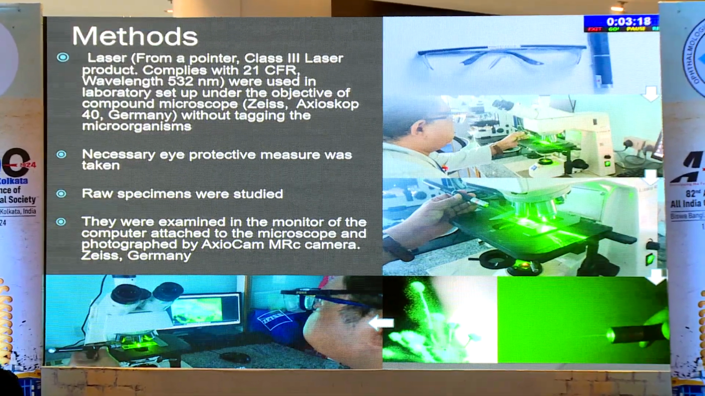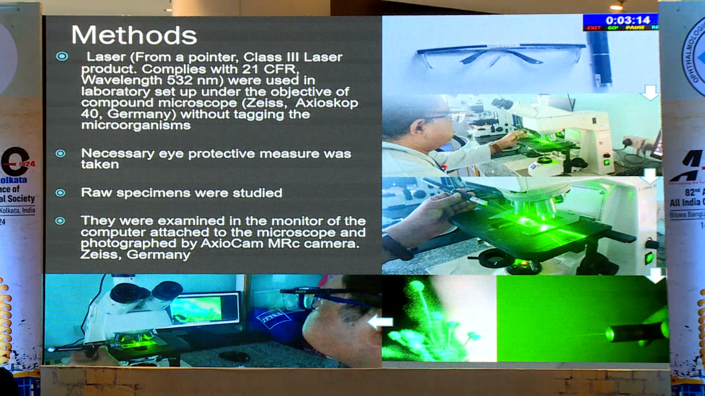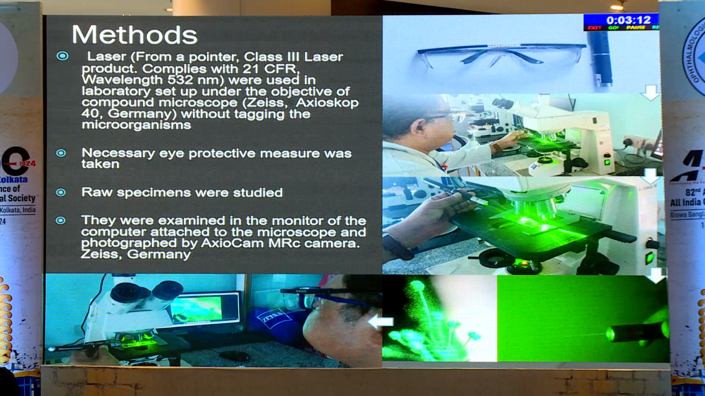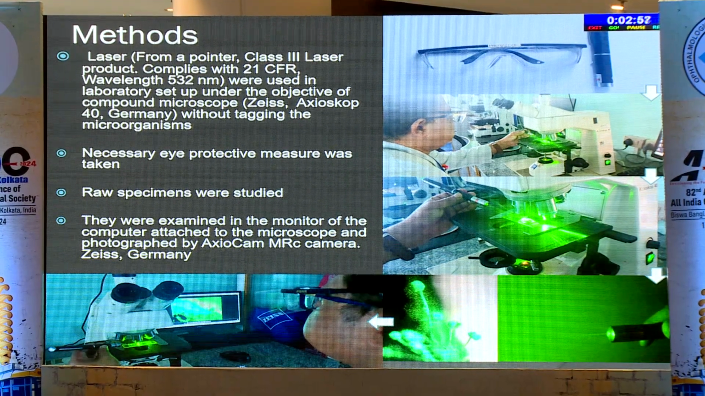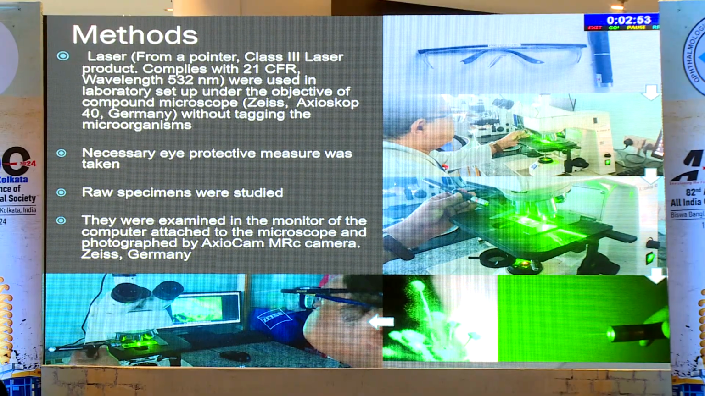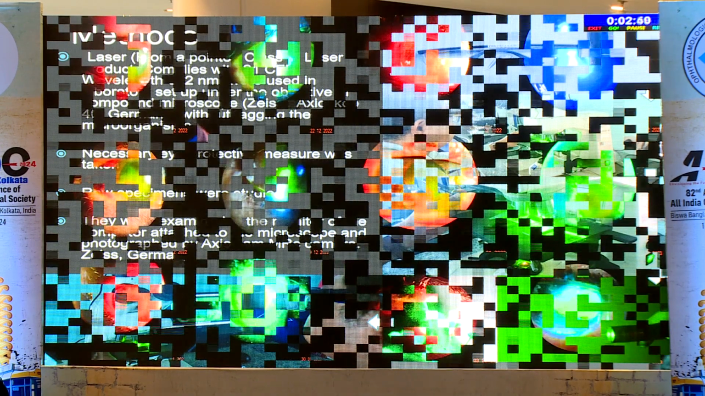Now, the laser pointer used was a class 3 laser product, complies with 21 CFR, with wavelength of 532 nanometer in laboratory setup, and was seen on the objective of compound microscopy, Zeiss Exoscope 40, Germany. Necessary eye protection were taken in the laboratory setup. Raw specimen were studied, either a corneal button from the keratoplasty or even the scraping also studied. They were examined in the MRC camera attached to the microscope.